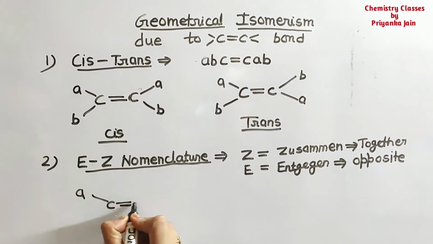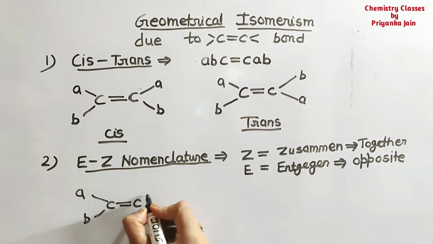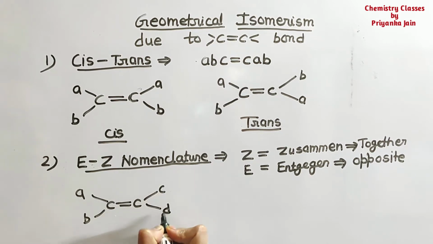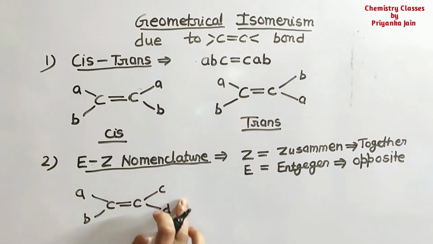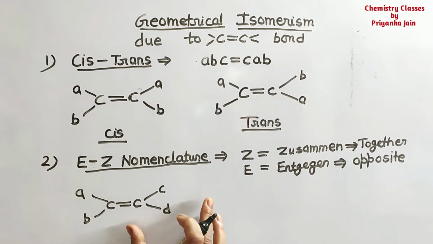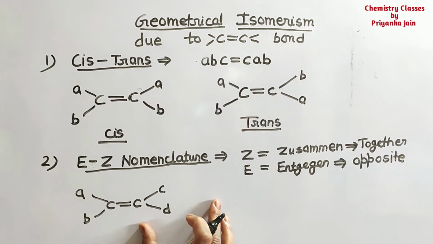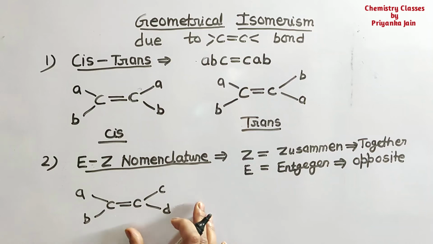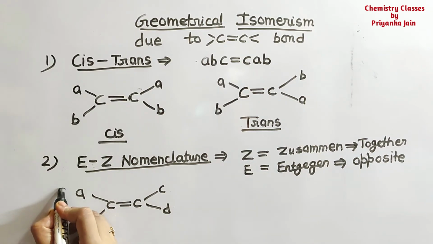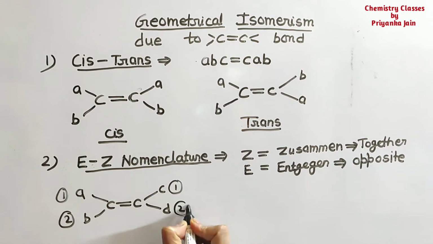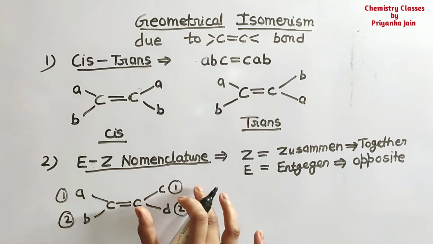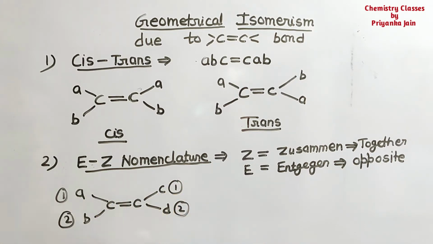Suppose this is our compound. So first thing we have to do, we have to give the priority on both the sides, according to the Cahn, Ingold and Prelog system that we have studied in the R and S nomenclature. Suppose here the priority is 1 and 2 and here is the priority 1 and 2, and if the same priority groups are on the same side, then it will be called the Z isomer.